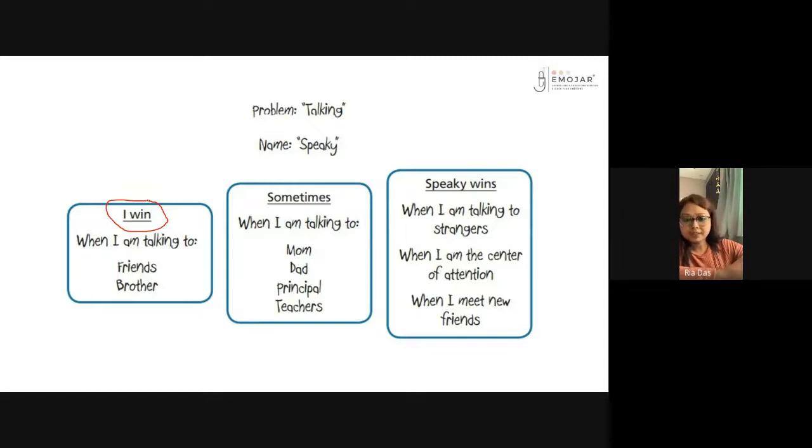So when is she winning? She's not finding it difficult, or the monster is not appearing, when I'm talking to my friends, or my brother, or maybe family members. Okay, so for you also, what are the winning situations where you don't face that problem? What are the winning situations?